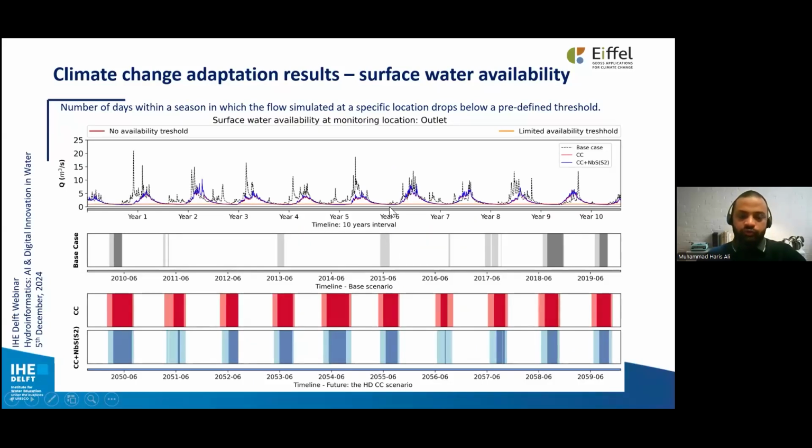Just to emphasize more on this one, there is a time series of the discharge at the outlet, and here the dark red shows the ban days, which will occur under climate change. If we implement these nature-based solutions, how it's going to be reduced is shown by the lighter one. We are seeing that it's not going to be completely eliminated, but there is a much larger reduction in the ban days.